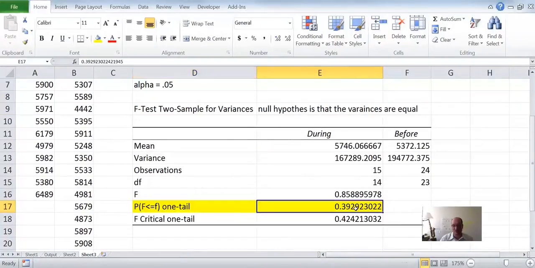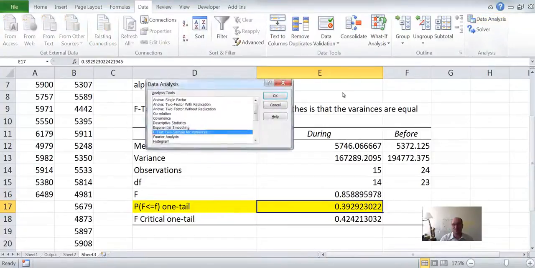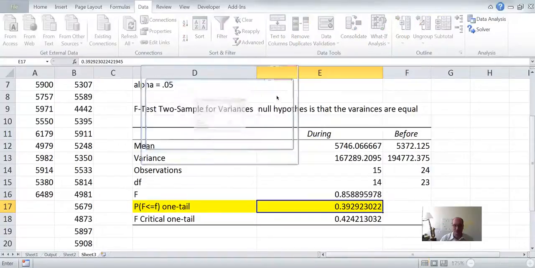We have to assume equal variance because we can't reject the null of this sort of subtest. The null hypothesis of the subtest is that the variances are equal. Okay, so we go into data analysis, and now we're going to use the t-test two-sample assuming equal variance. If our F-test number was really low, lower than 0.05, like 0.01 or something, then we would assume unequal variances. But this is an equal variance problem, so click on OK.